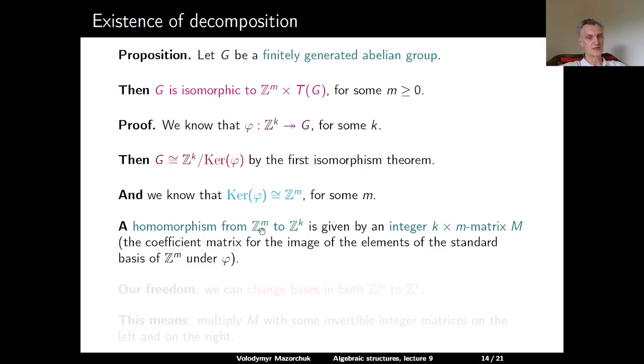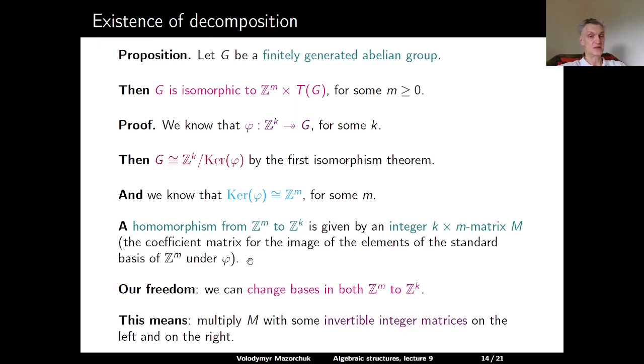A homomorphism from Z^m to Z^k is given by an integer matrix with k rows and m columns, and this matrix is defined as a coefficient matrix for the images of the elements of the standard basis of Z^m under phi when we write them in the standard basis of Z^k. And the freedom which we have is that we can change bases both in the original group Z^m and in the target group Z^k.